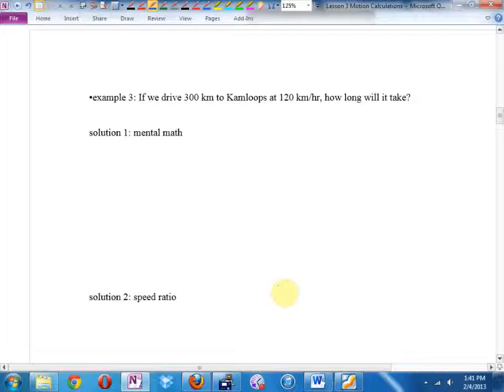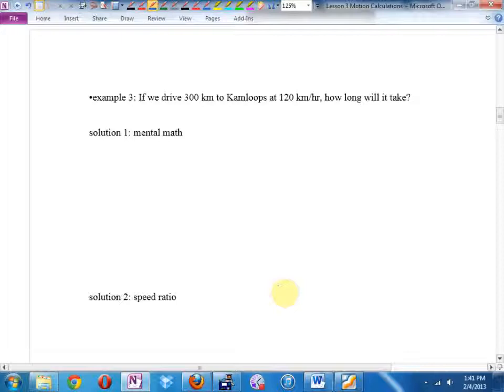Example 3, if we drive 300 kilometers to Kamloops at 120 kilometers per hour, speeding a little bit, how long will it take? Now this one's a little tougher to do in your head. If you're traveling 120 kilometers per hour, well, first of all, in 2 hours, how far will you travel? 240. In 3 hours, how far will you travel? 360. So you're going to get there between 2 and 3 hours. Yes? Exactly 2.5, halfway between them?